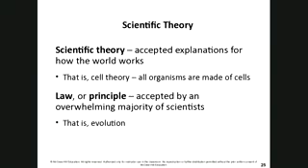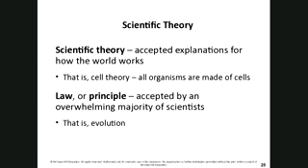So a scientific theory is an accepted explanation for how the world works. A good example of that is the cell theory: all organisms are made of cells. Now, for something to reach the level of a law or a principle, that means it's accepted by an overwhelming majority of scientists. So a hypothesis is what we think is going to happen. It's a tentative explanation of how the world works. You've probably learned it as a scientific or an educated guess, emphasis on the word educated.